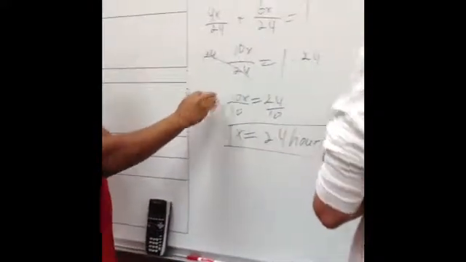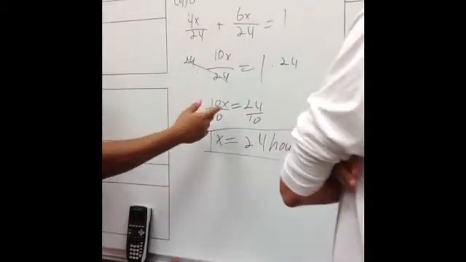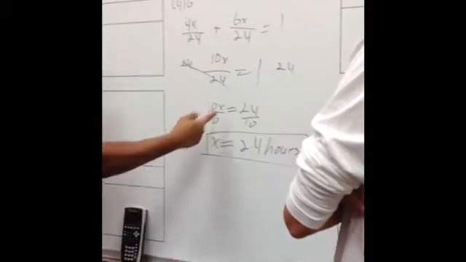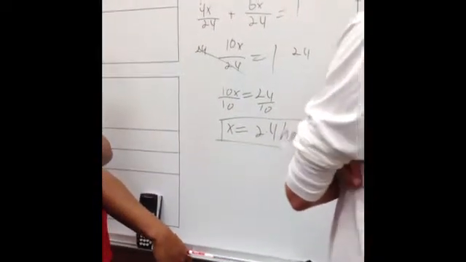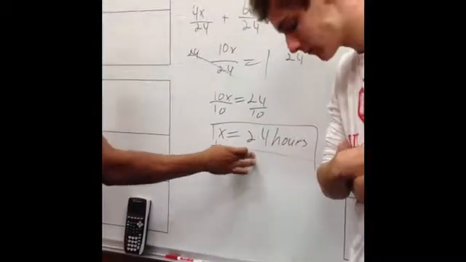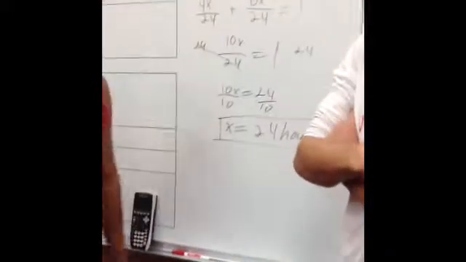And then what we do now is we get 10x is equal to 24. Divide both sides by 10, and we get 2.4 hours. Together it takes us 2.4 hours to fix the car. Pretty good fixing the car.